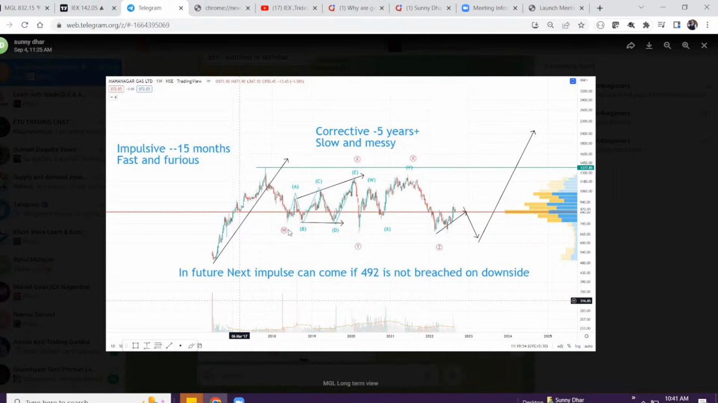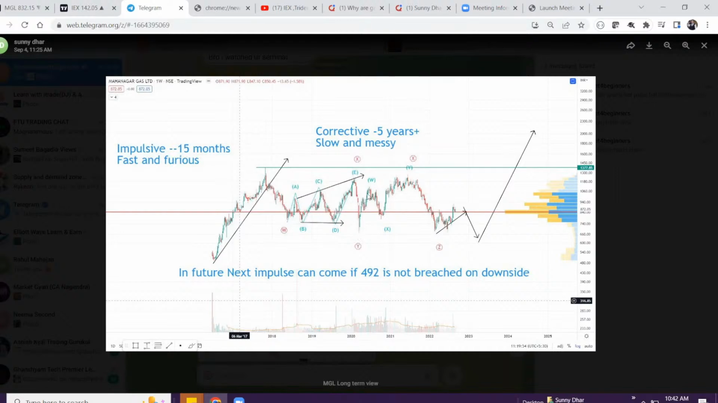After the Y wave, we can always expect one more move down, because when it is WXY, there is always high momentum. So after Y, we can always expect one more move down. But before moving down, it will move up for a corrective phase.